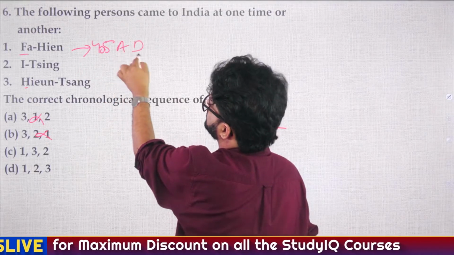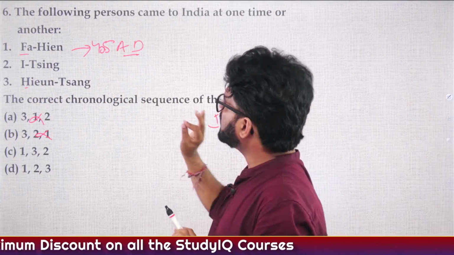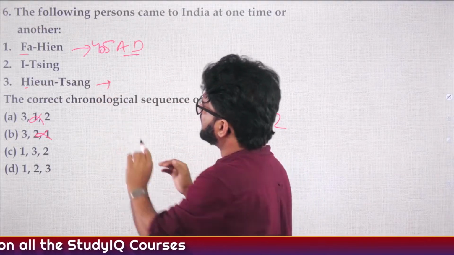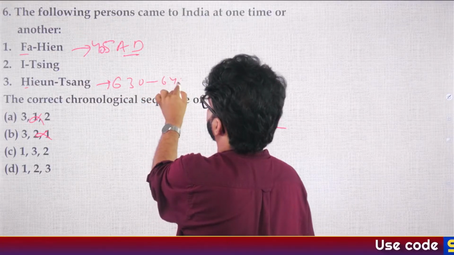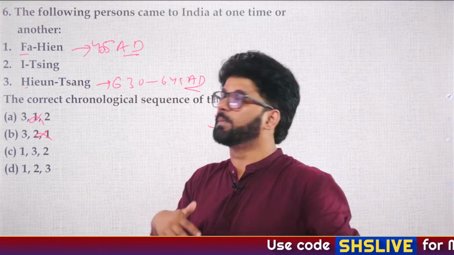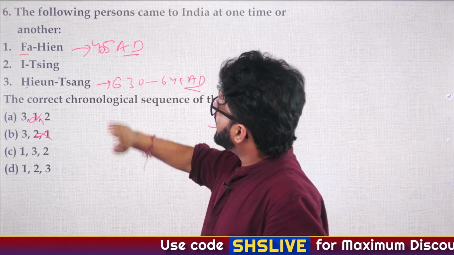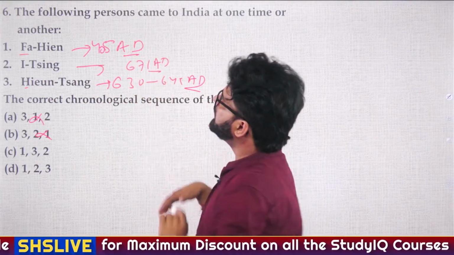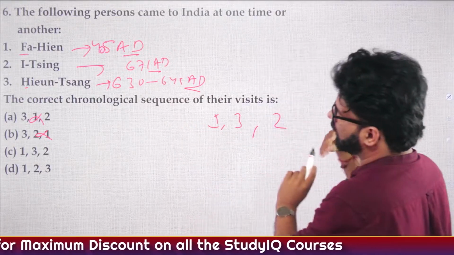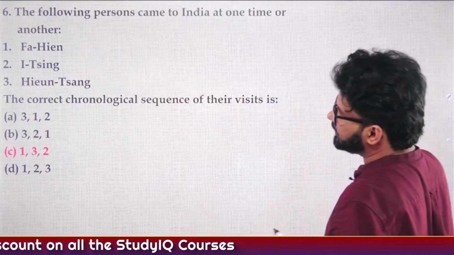The time period of Yuenzang is not that hazy. He came around 630 to 645 AD, because he was there in the Kamrup kingdom in Assam. And then Aizing came around 671 AD. So he came at the end. So the order is 132. Again, be ready for these kinds of questions.